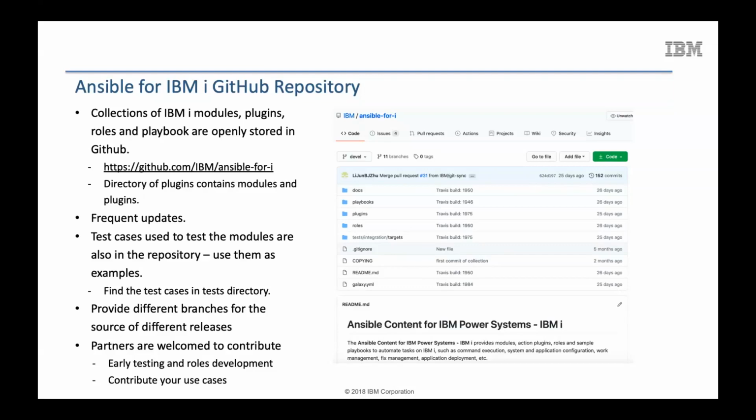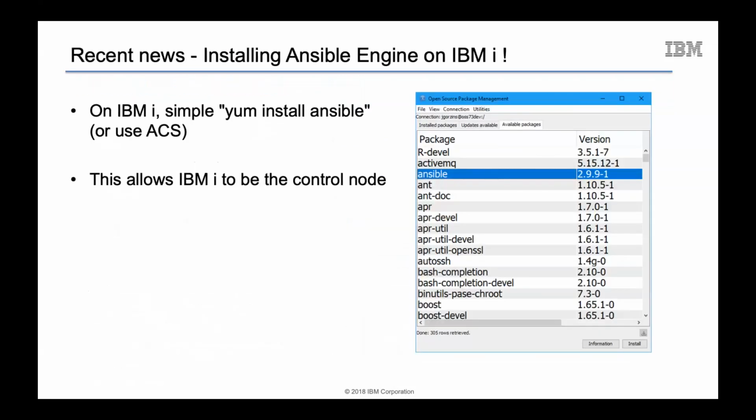The next one is the recent news. Jesse asked me to put this page here, so just mentioning this again. IBM right now can be the Ansible control node. So you can install the Ansible engine on IBM as well. You do yum install ansible or use ACS to install that. So just FYI.